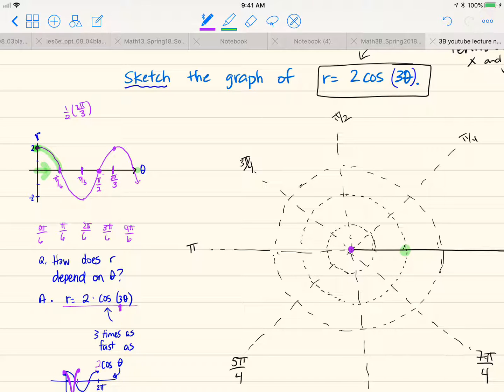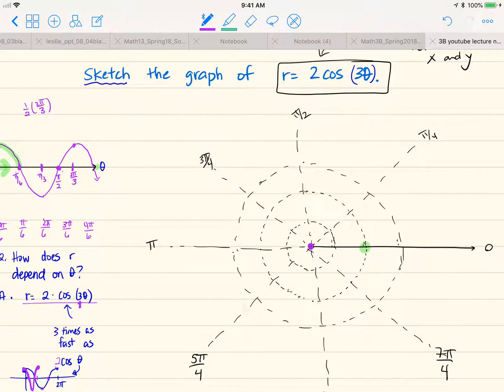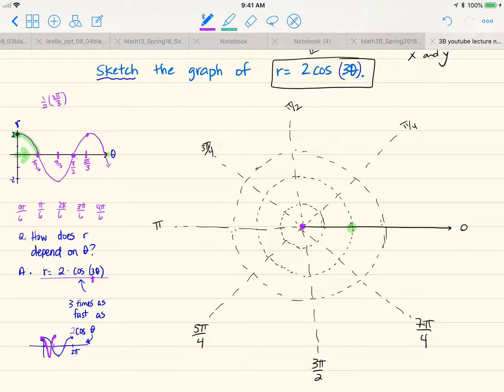And I'm going to update my polar plane to indicate the special values of theta. So for me, what are the values of theta that are important? In this instance, it's not really about pi over 4, pi over 2, 3 pi over 4, 5 pi over 4, 3 pi over 2, 7 pi over 4, and 0. What's important is 0, pi over 6, pi over 3, pi over 2, 2 pi over 3, and so on.